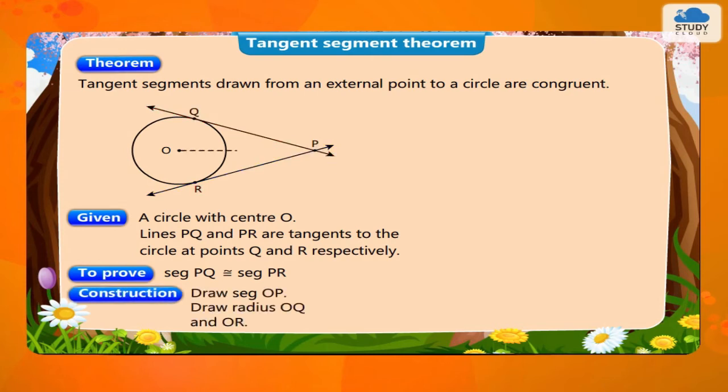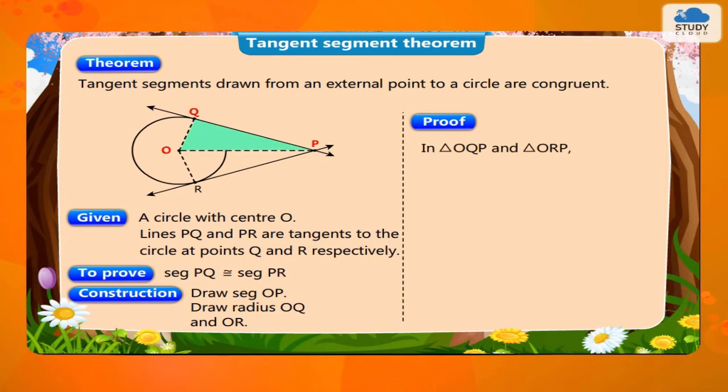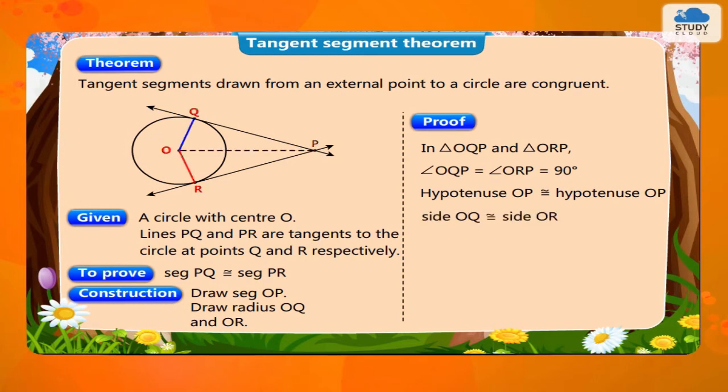Construction. Draw segment OP. Draw radius OQ and OR. Proof. In triangle OQP and triangle ORP, angle OQP is equal to angle ORP is equal to 90 degrees. Hypotenuse OP is congruent to hypotenuse OP. Side OQ is congruent to side OR. Therefore, triangle OQP is congruent to triangle ORP. Therefore, segment PQ is congruent to segment PR.